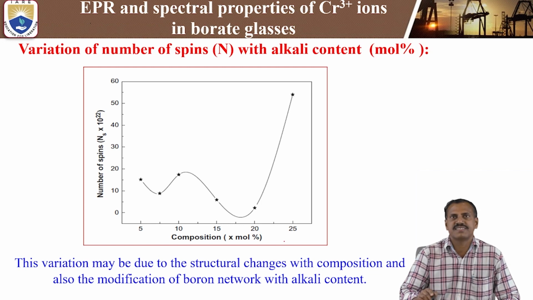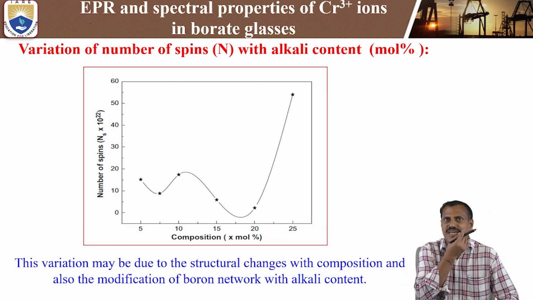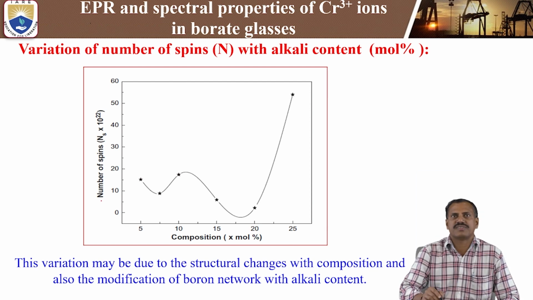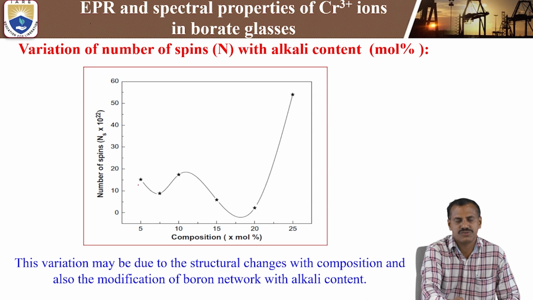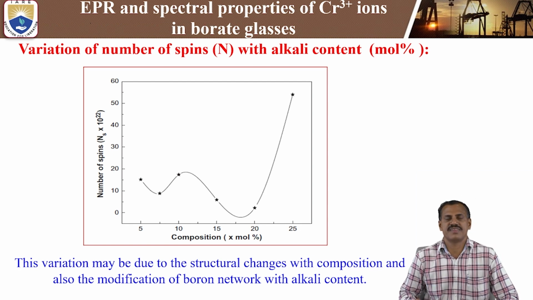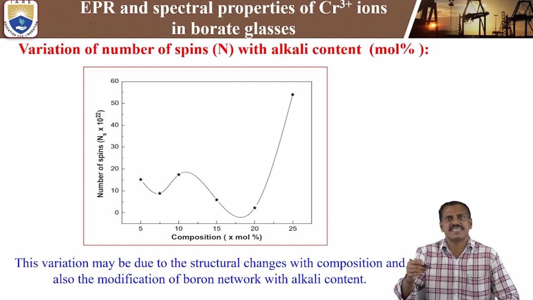That is why you are taking x-axis composition versus y-axis number of spins, that is N_S. By using the above formula, you can calculate it, and with that value you plot the graph. So composition, lithium content, versus number of spins. Initially the value is low, then decreasing, increasing, decreasing, increasing again. This effect shows the mixed alkali effect. Whenever borate glasses are doped with alkali content, composition versus number of spins randomly increases and decreases.